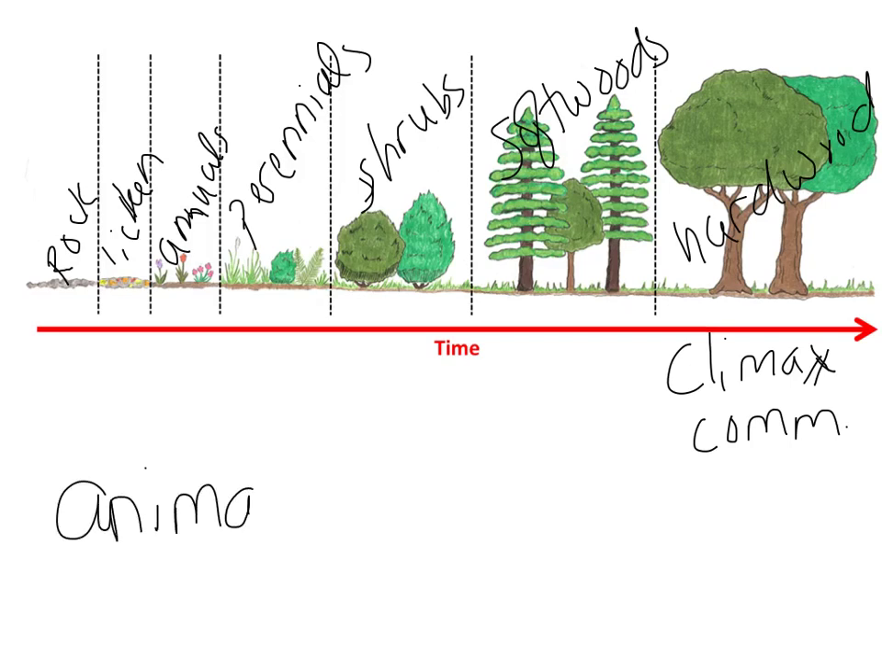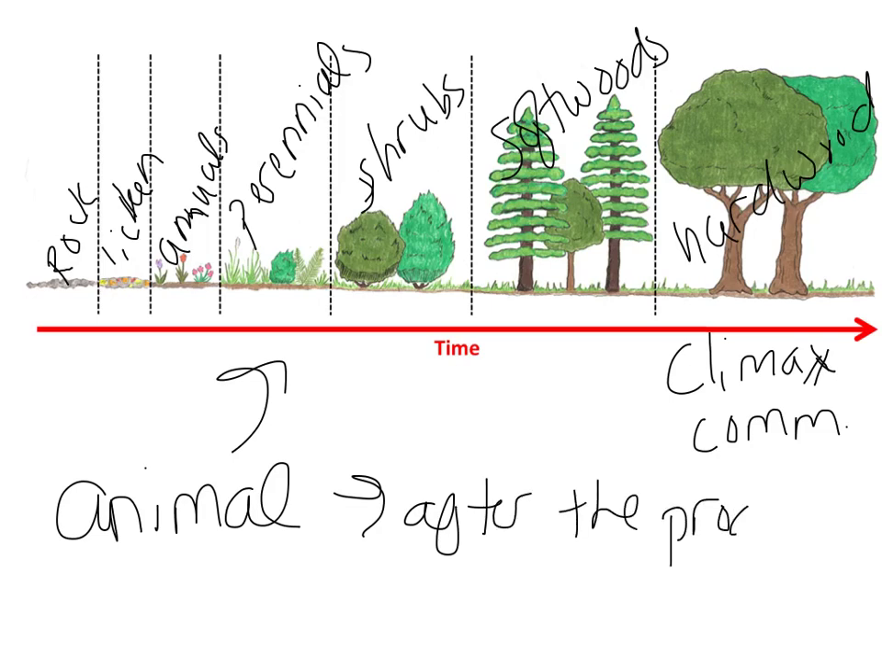Okay, so let's talk for a second then about the animals. The animal population cannot survive without the plants. You have to have the plant population, the producers there, to be able to bring the energy into the ecosystem. So the animals are going to develop after the producers, and their diversity will increase as the producers increase as well.